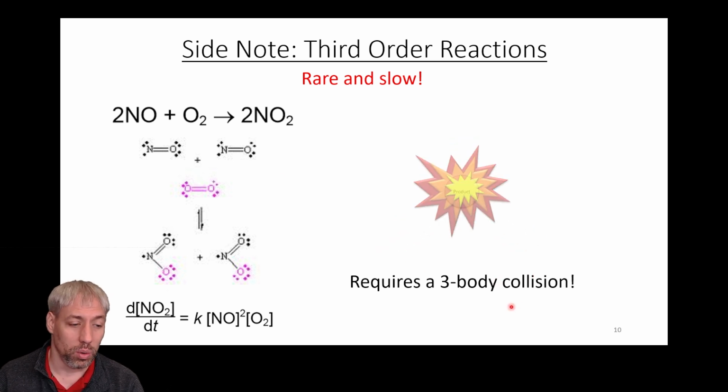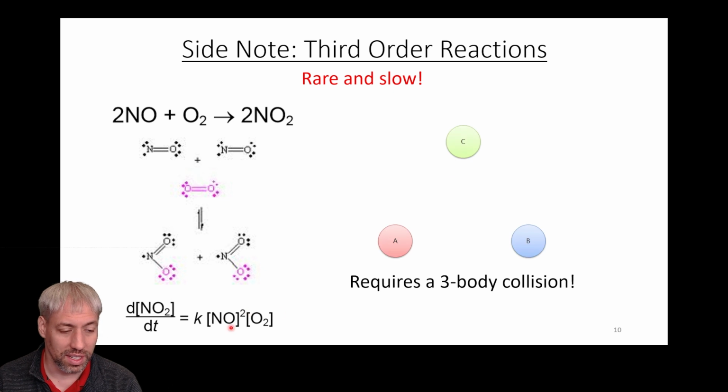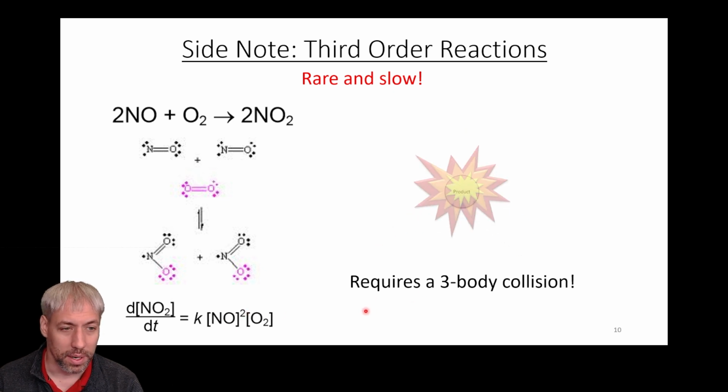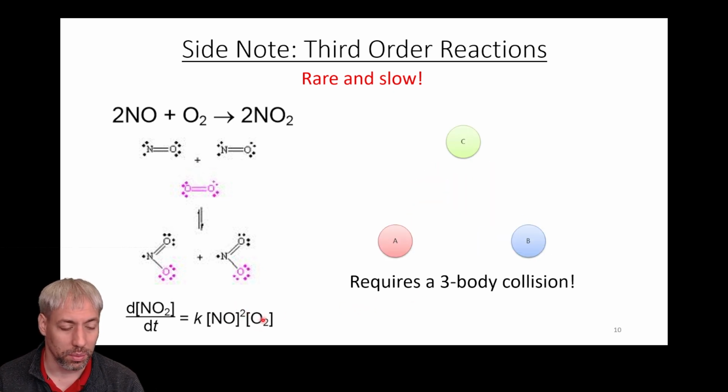And so third order does exist where you have three things that need to collide in the rate limiting step, but it is very rare. Typically, if you're going to combine three things, you need some kind of catalyst to put those three things together.